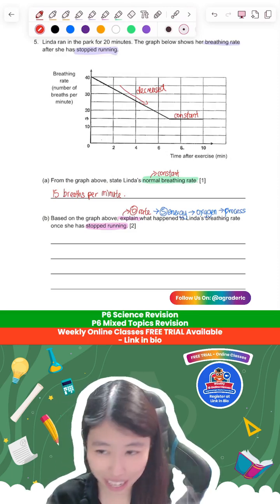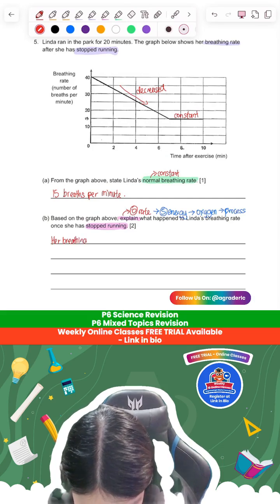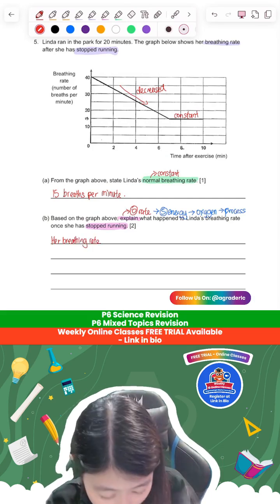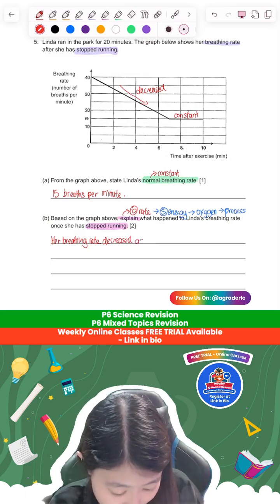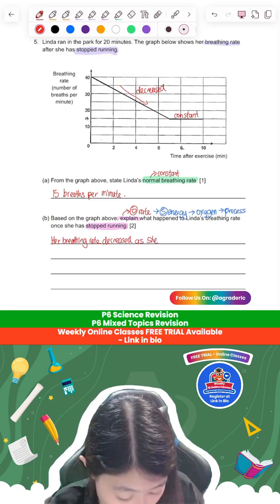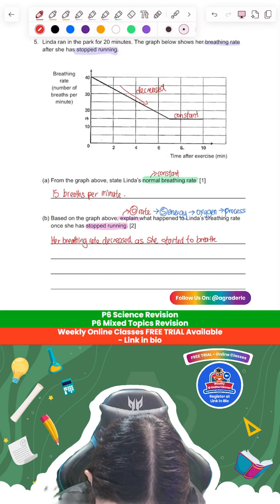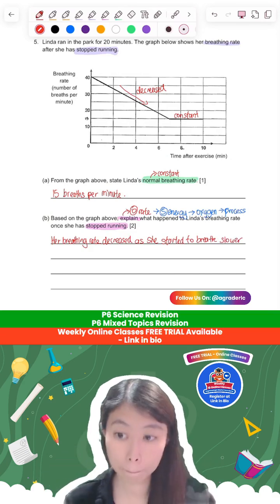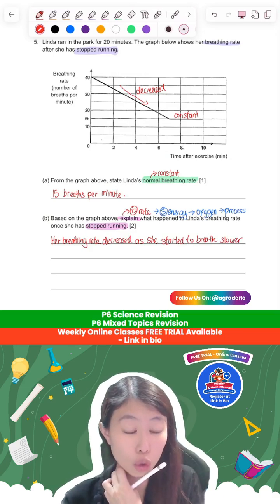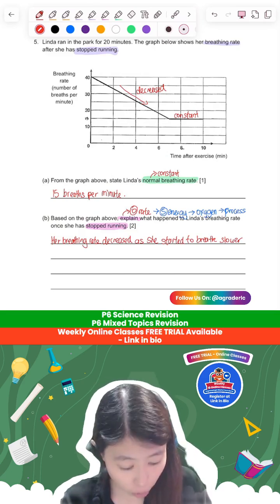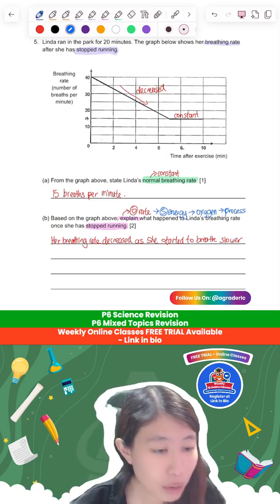So you need to say that her breathing rate decreased, as she started to breathe slower. This is my first point, describe. Then the second marks come from why she needs to breathe slower. So which is your blue colored words. Let me write in blue. So I need to say, what happened?